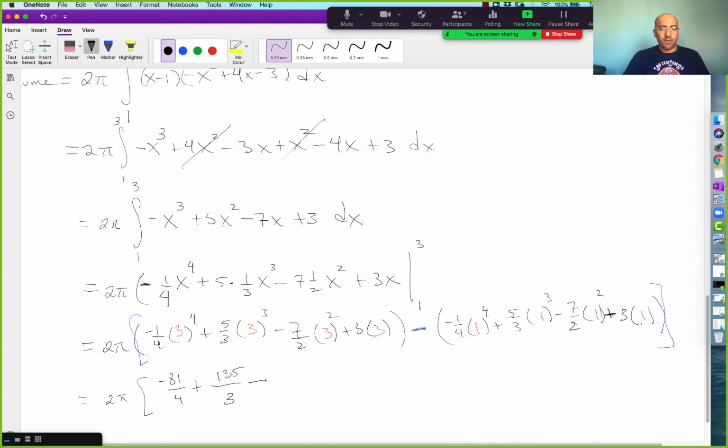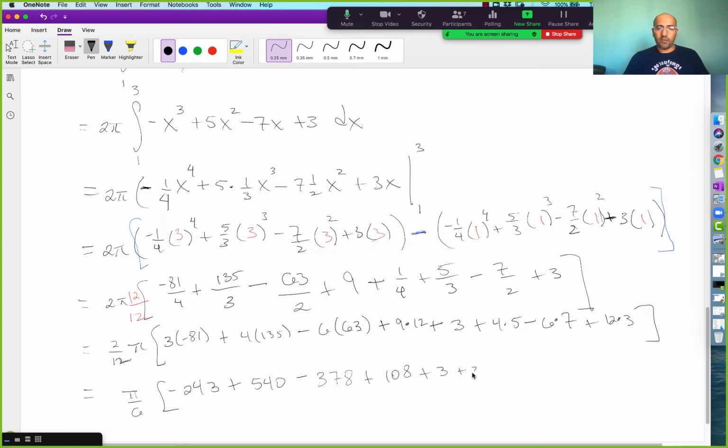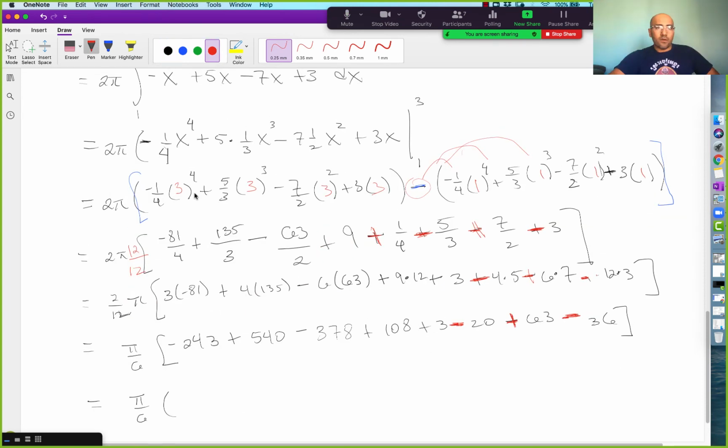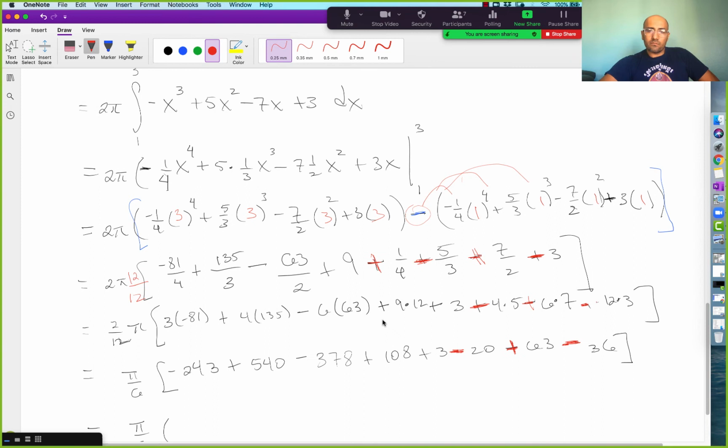135/3 minus 9 times 7. That's going to be minus 63/2 plus 9 minus, so minus... wrong, all these signs, maybe it's messing up. 6 times 7. I think you put 63 on the bottom line, but shouldn't that be 42?